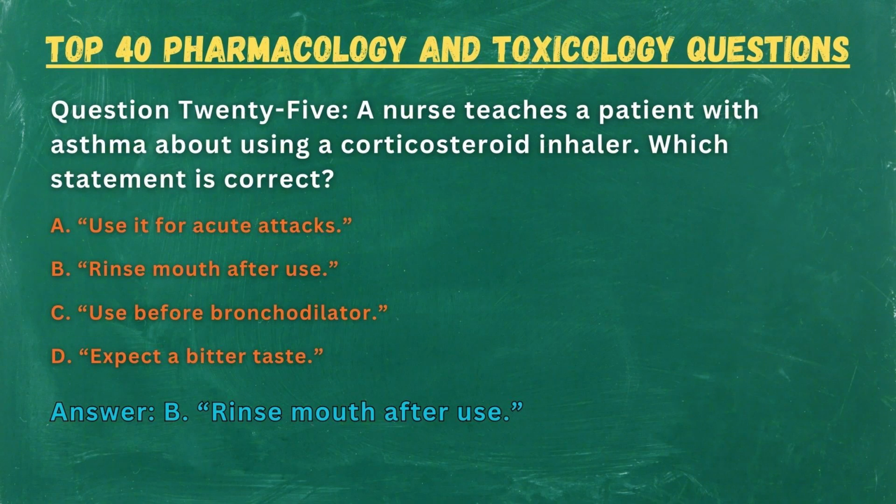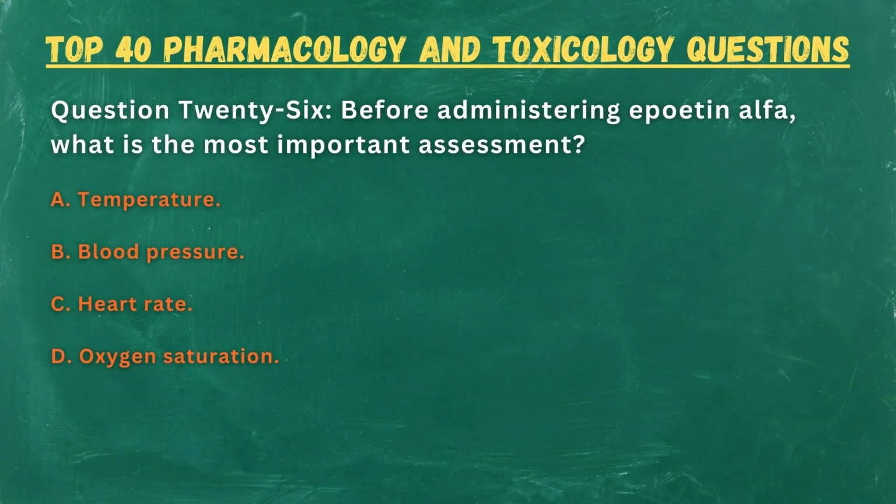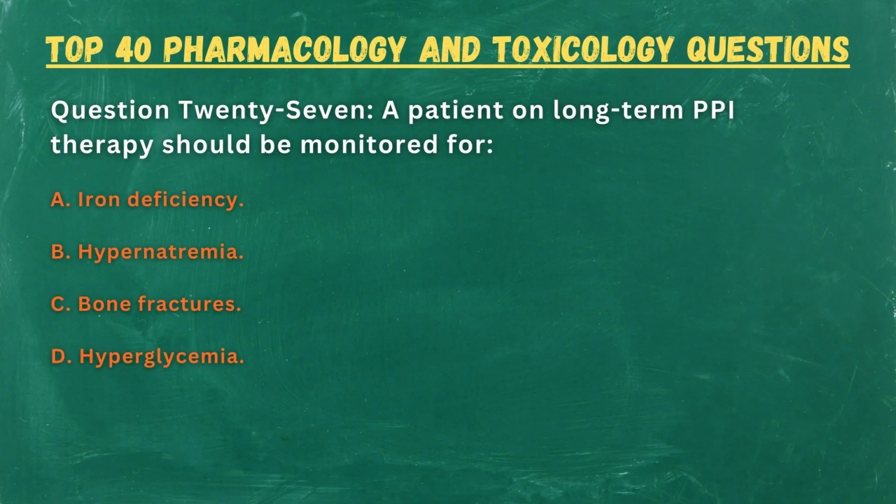Answer: B. Rinse mouth after use. Question 26. Before administering epoetin alpha, what is the most important assessment? A. Temperature. B. Blood pressure. C. Heart rate. D. Oxygen saturation.